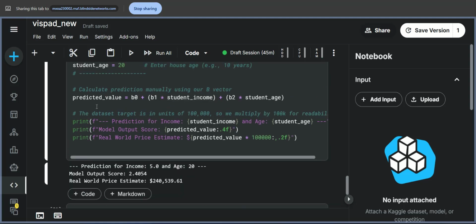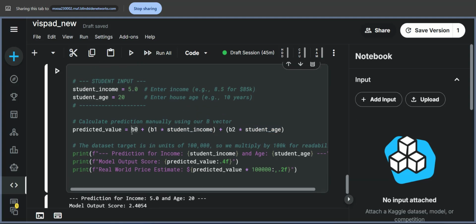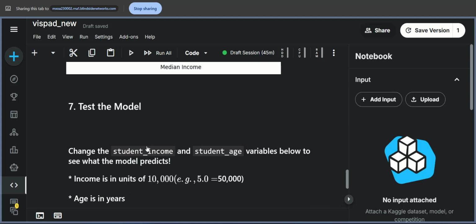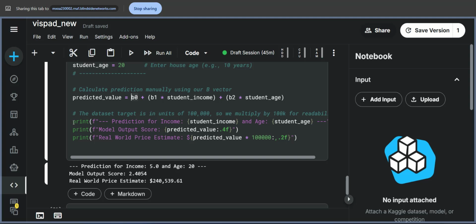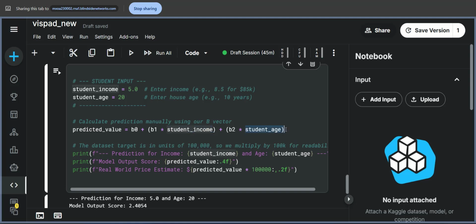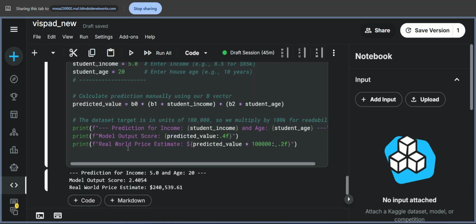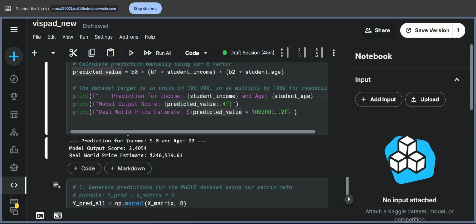So we are going to calculate the prediction. Right now we have our b values, we have the student income, we have the student age over here. It's going to print the prediction for the income and then use the student income and the age to get the predicted value. So here we have 5 and then 20, right?